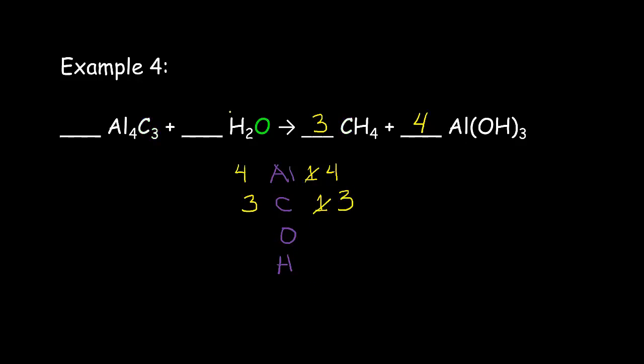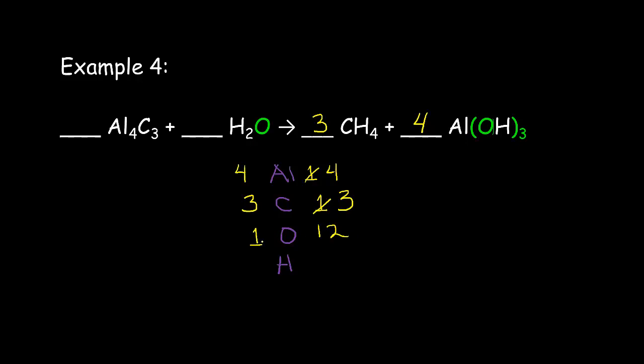Next is oxygen. The only place we can get oxygen from on the reactant side is from H2O, and we have 1 oxygen here. On the product side, the only place that we can get oxygen from is aluminum hydroxide, and that's right here. Okay, here we have 3 oxygens for every aluminum hydroxide that we have. And then we have 4 aluminum hydroxides. So the best way to do this is to multiply your coefficient times all of your subscripts. This oxygen has an implied 1 subscript, and then it has a subscript over here saying that we have 3 of these. So it's 4 times 1 times 3, which is 12.